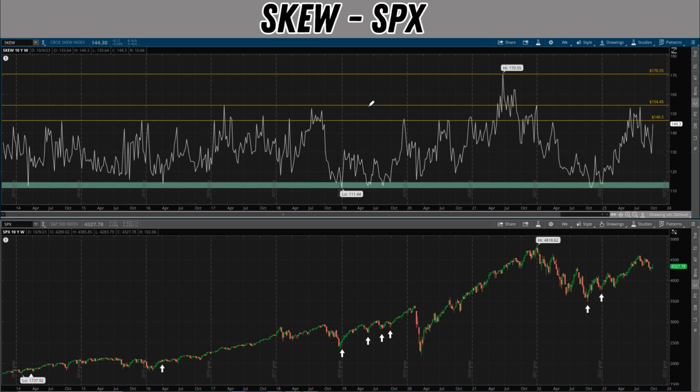For some type of reason, right? That the option market is pricing in. So be cautious of that. Again, if this continues to rise, you may want to start looking at some potential hedges for your positions.